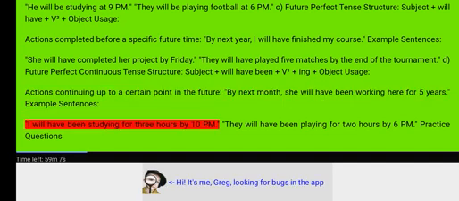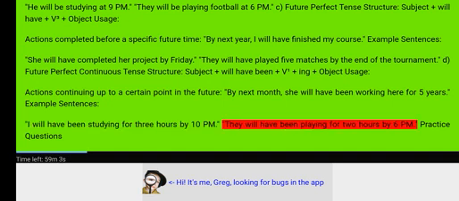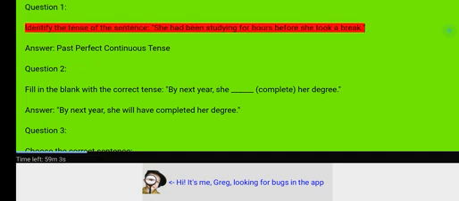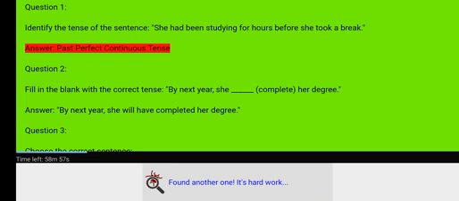Example sentences. I will have been studying for 3 hours by 10 p.m. They will have been playing for 2 hours by 6 p.m. Practice questions. Question 1. Identify the tense of the sentence. She had been studying for hours before she took a break. Answer: past perfect continuous tense.